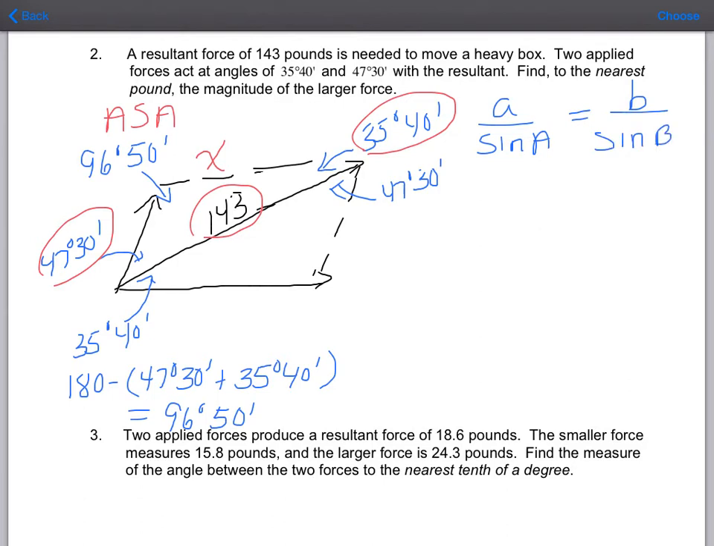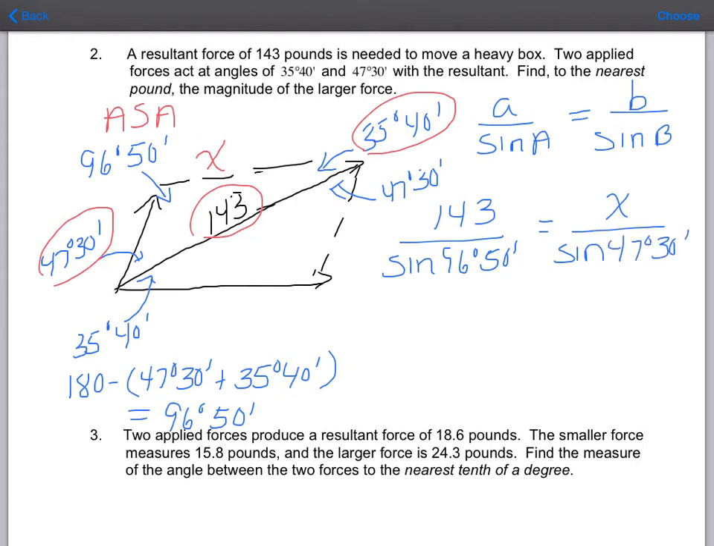Okay, I'm going to say 143 is the sine of 96°50', as X is the sine of, let's see, the angle across from X is 47°30'. All right, pause the video, take a minute, cross multiply, and find the value of X to the nearest pound. All right, hopefully you ended up with X to be 106 pounds.